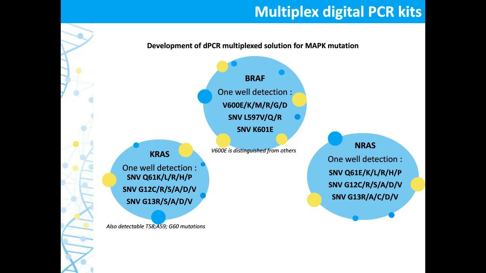We also developed other assays, targeting the KRAS mutation on exon 2 and 3, NRAS for the same, exon 2 and 3, and the BRAF, where we detect mutations around the position V600, and we are able to discriminate the V600E from all the other mutations. I will not show you how they look, because this is quite the same thing as the EGFR.